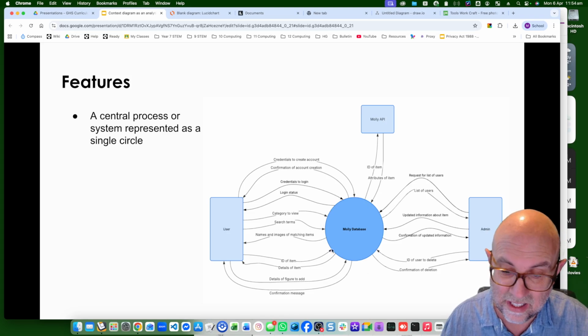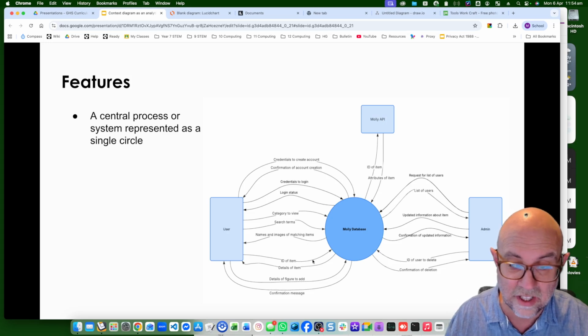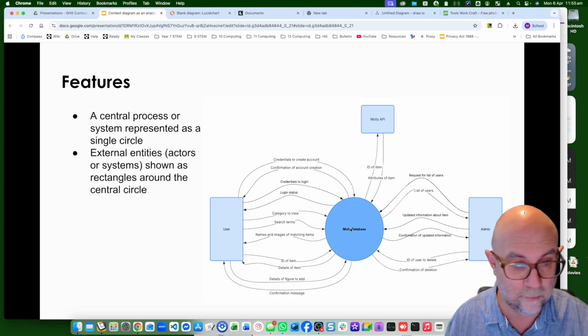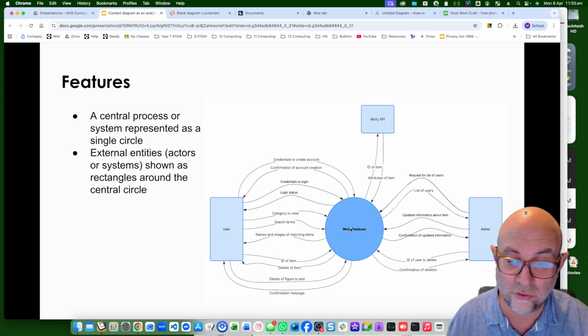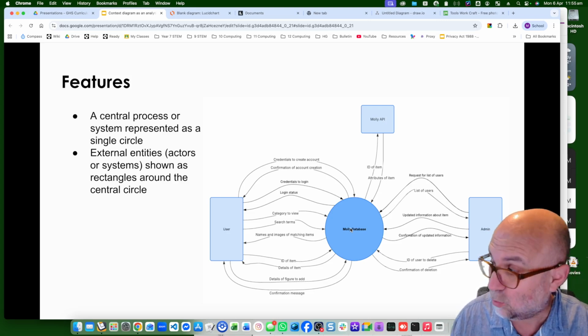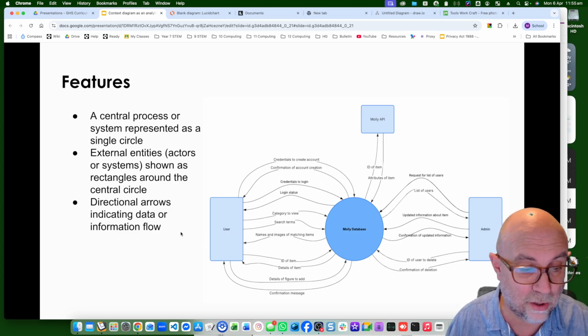But that is the system there. All the data that goes in, all the data that goes out is going in and out of that kind of monolith in the middle. The external entities, actors or systems, are shown as rectangles, and they sit around the central circle, and part of that is just practicality. You just need a lot of contact points with the circle. And directional arrows indicate data flow or information flow.